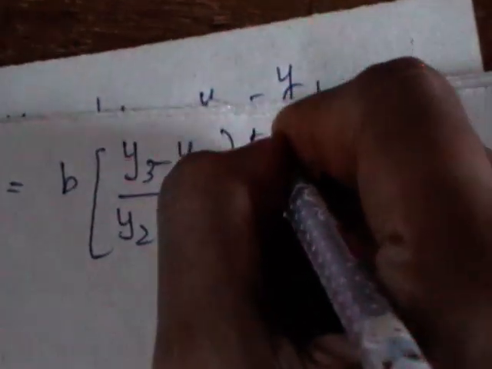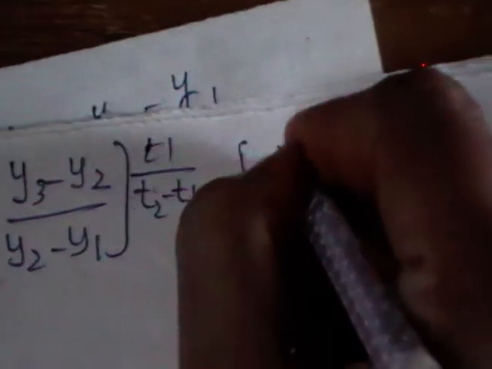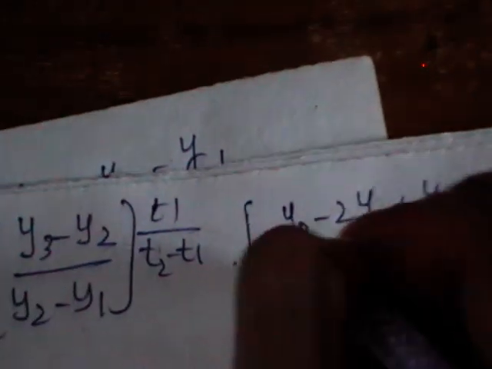So you got here y2 minus y1 is equal to b into y3 minus y2 by y2 minus y1 whole power t1 by t2 minus t1, into y3 minus 2y2 plus y1 by y2 minus y1.